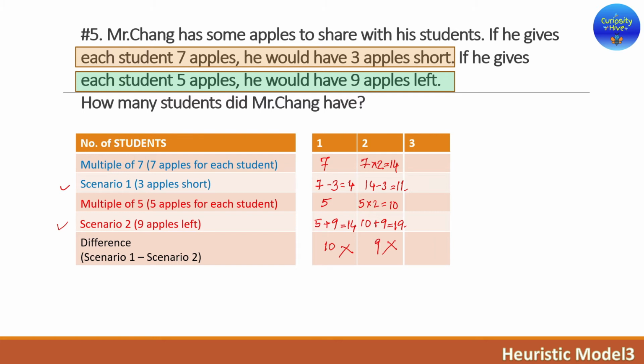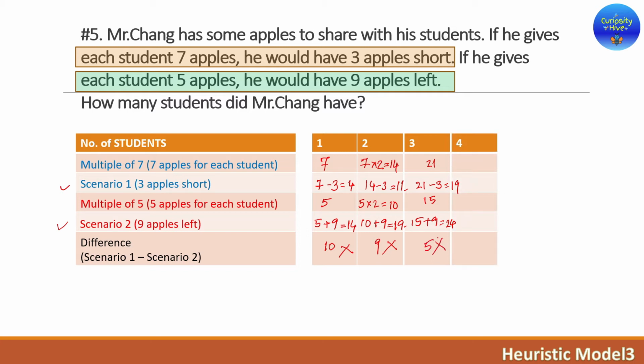Let's try if he has 3 students. Well, 7 times 3 is 21 and 21 minus 3 will give me 19. Now 5 times 3 is 15 and 15 plus 9 will give me 24. So this is 19 and this is 24. Again, it is not equal to 0. This is equal to 5. So this also is not true.